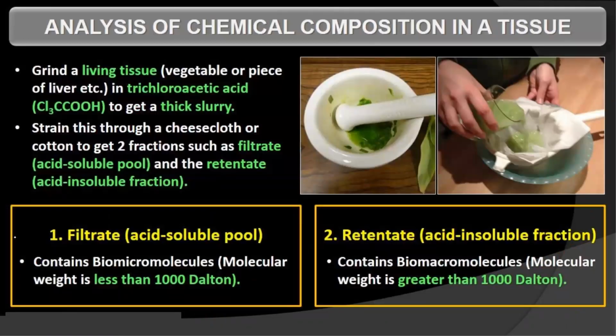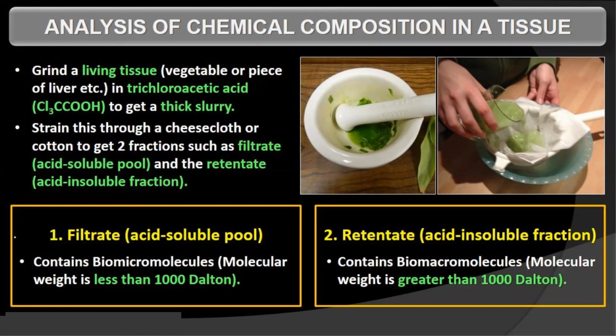Now, to analyze the chemical composition of a tissue, the first thing we need to do is to grind it in trichloroacetic acid. Once we grind it, we'll get a thick slurry. Strain this through a cheesecloth or cotton to get two fractions: the filtrate and the retentate. The filtrate is the acid-soluble pool and the retentate is the acid-insoluble pool fraction.